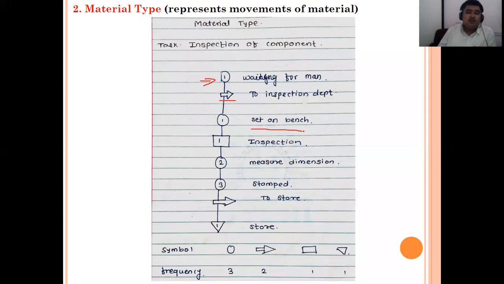Set on the bench. The part is kept on the bench where the inspection method is, where inspection dies and inspection tools are. The part is set. Then go for process inspection with the help of tools, a dial gauge or vernier caliper, whatever it may be. Go for inspection, measure the diameter. Then stamp whatever inspection report he has made for that material, stamping on that inspected material. So that process is there. Then go to the store. That material is taken again, goes to the store and is kept in the store.